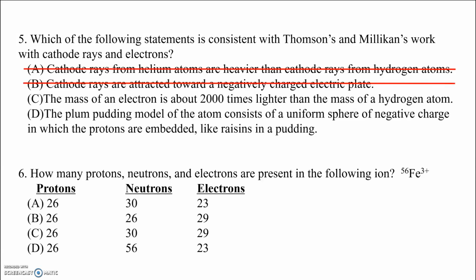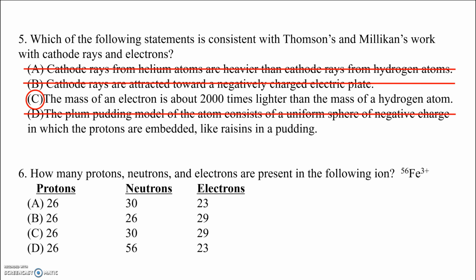And since cathode rays are electrons, they're not going to be attracted to a negatively charged electric plate. They're going to be repelled by a negative plate. And D, the plum pudding model of the atom, is sort of the opposite of what's listed here. It's a uniform sphere of positive charges in which electrons are embedded like raisins in a pudding. So that makes C the only correct answer. 2000 is an approximation. The number is really about 1,837.